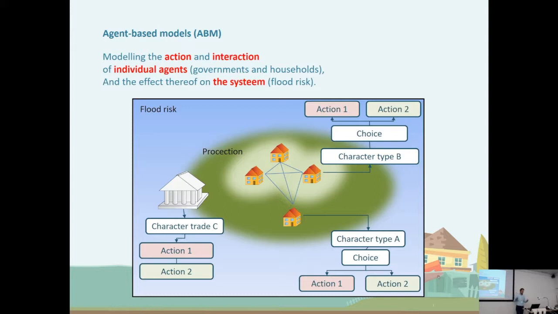flood risk. So we see households with a character type B, they make a choice between action 1 and 2, for instance, protection and no protection. But we have another household which makes another choice, we have the social network in between, and we have a government offering overall protection. And this is the basis of the model that I applied. So I not only used the standard flood risk framework, but I integrated this with the decisions of governments and households.